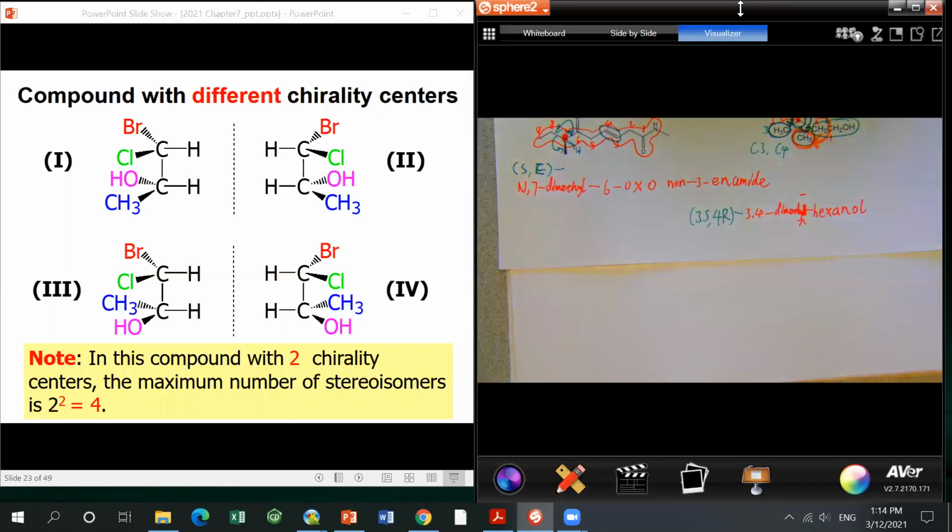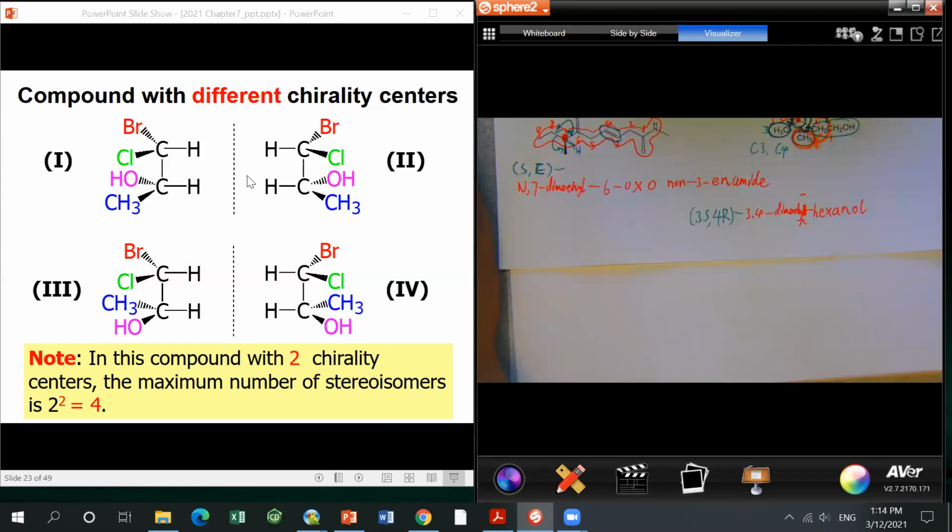Last time we talked about diastereomers. Diastereomers are stereoisomers that are not mirror images. An example is diastereomers with multiple stereocenters. Here's an example with different chiral centers. With 2 chiral centers, you can have a total of 4 stereoisomers.